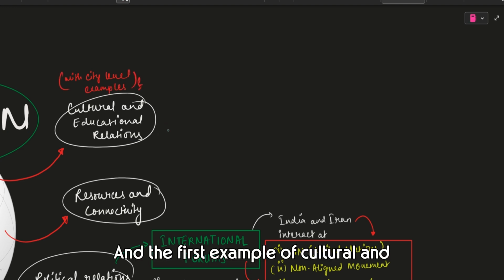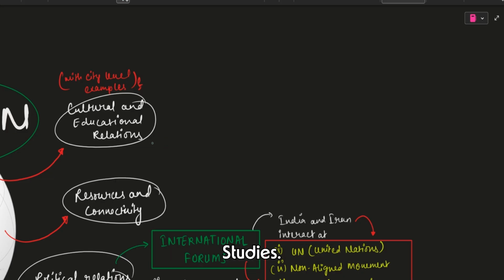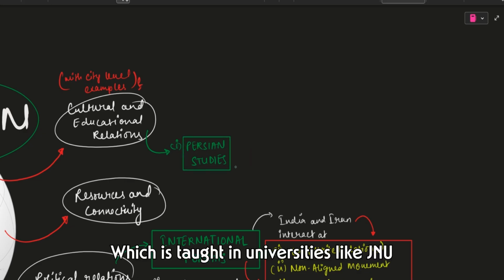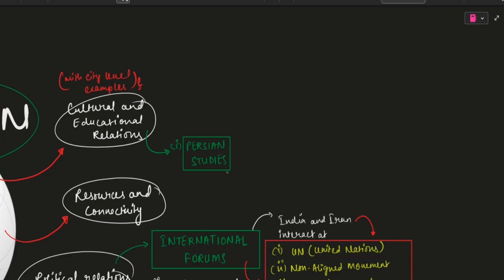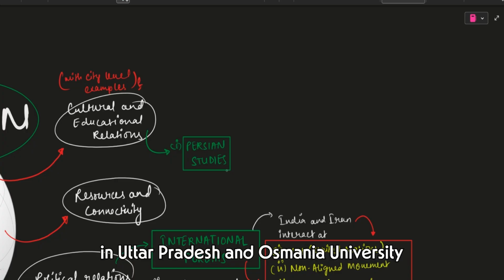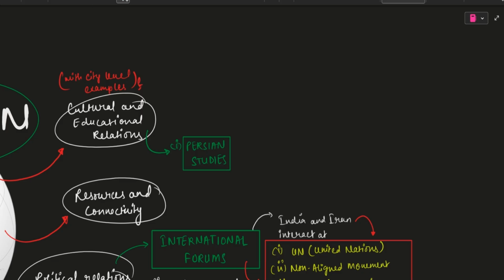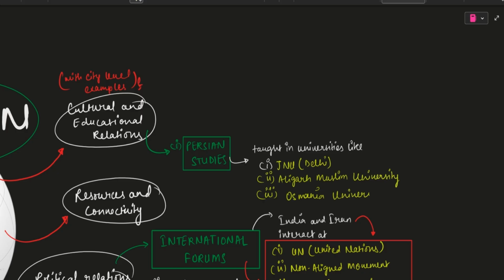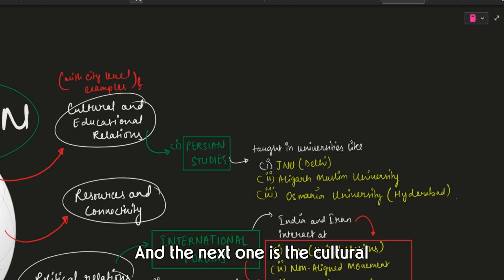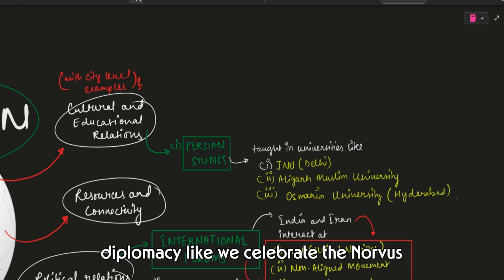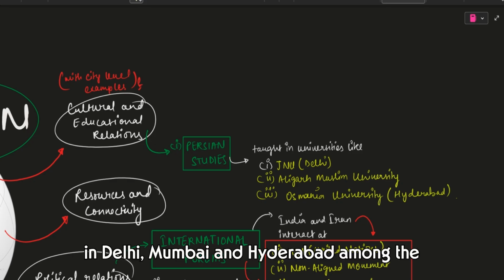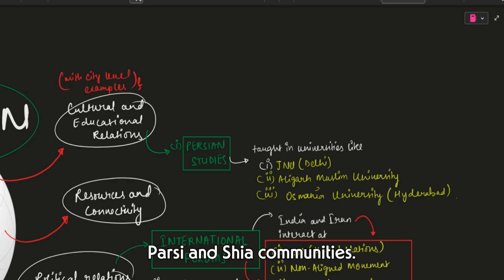The first example of cultural and educational relations is Persian studies, which is taught in universities like JNU in Delhi, Aligarh Muslim University in Uttar Pradesh, and Osmania University in Hyderabad. The next one is cultural diplomacy, like we celebrate Nowruz in Delhi, Mumbai, and Hyderabad among the Parsi and Shia communities.